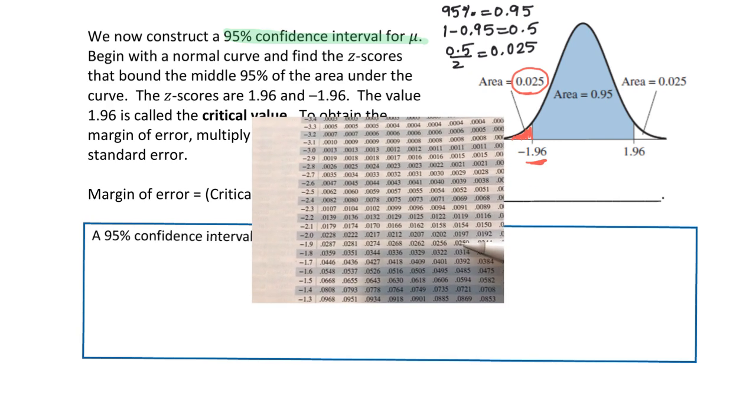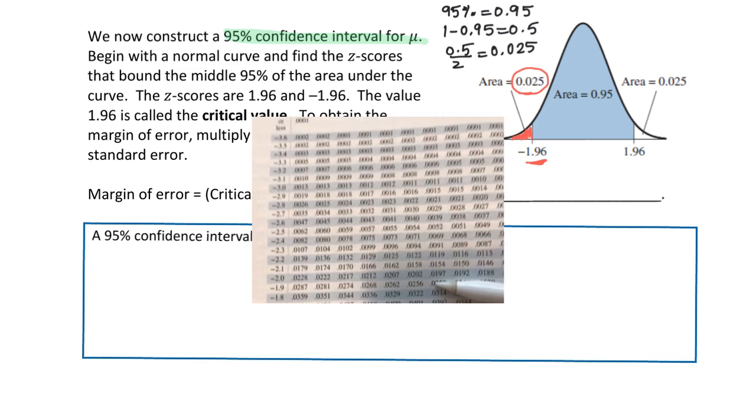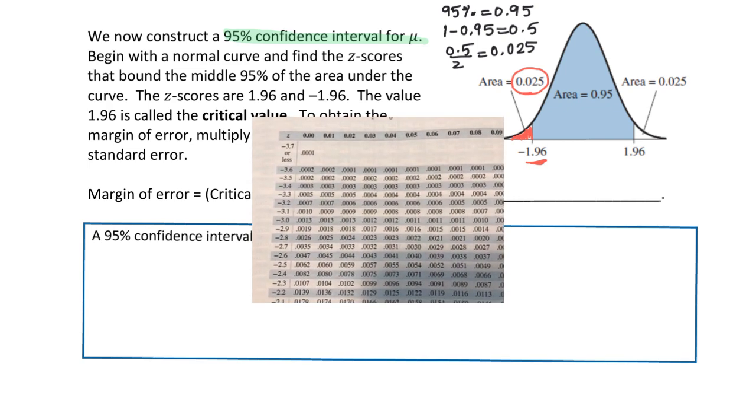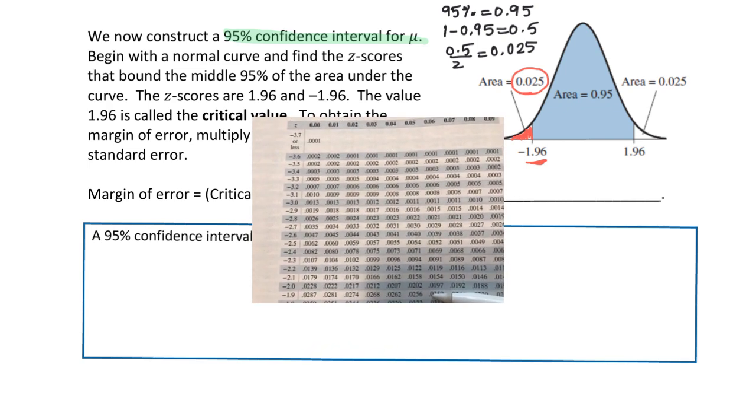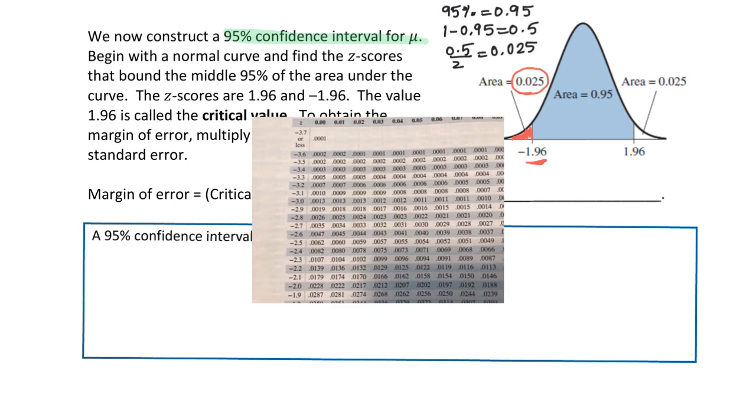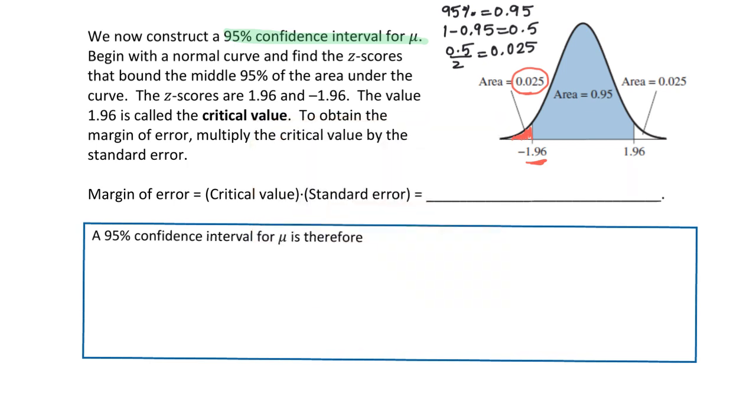So that corresponds to negative 1.9 and at the top 0.06. So negative 1.96. Since we have equal area on both sides, the z-score will be 1.96 and negative 1.96. The value 1.96 is called the critical value, because one is negative, the other one is positive. So 1.96 is the critical value.